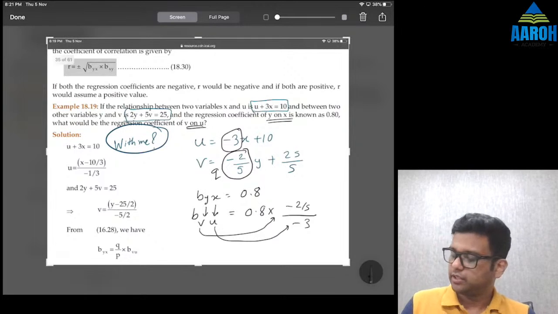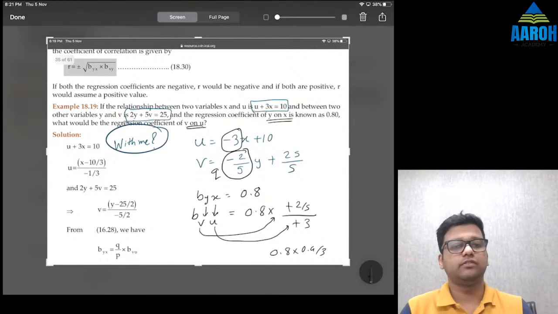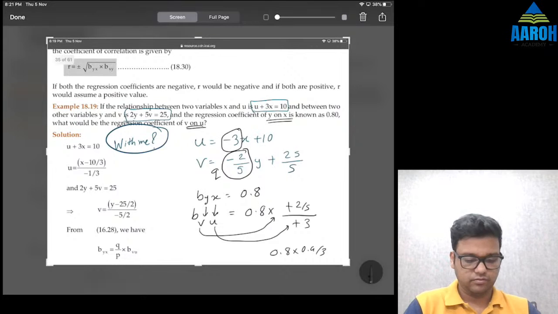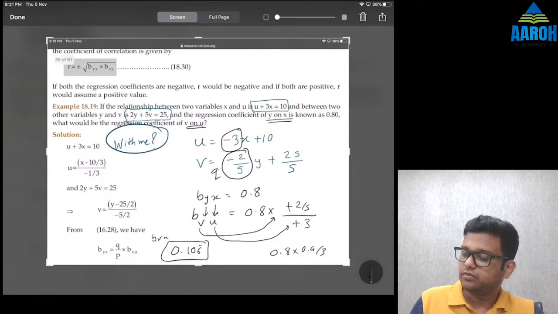Can someone tell me what will be the answer to this? Minus minus will be cancelled. 2 by 5 is 0.4. So the answer is 0.8 into 0.4 by 3. How much is it? 0.106 recurring. 0.106 will be the answer for bvu.